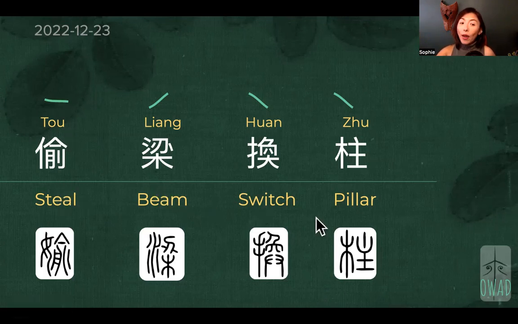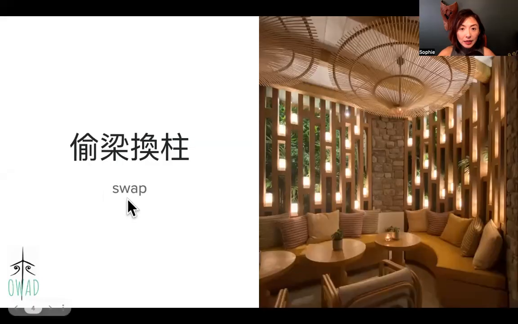So 偷梁换柱 means stealthily, like not visibly, you can see, but within it's hollowed, right? And, you know, a gendered concept. And then you switch out, you steal the beam and you switch out the pillar. I translate that as swap, but that's not the full connotation of this phrase.